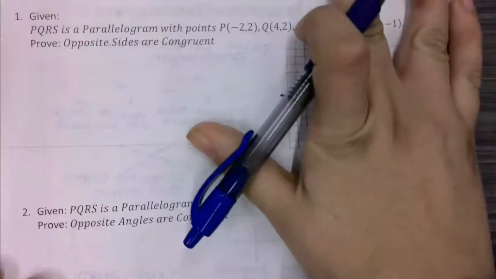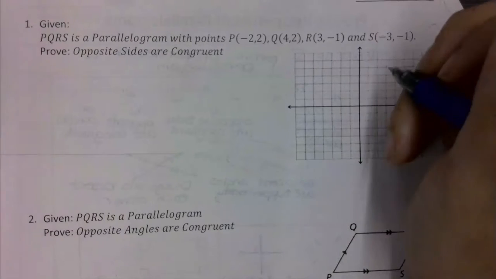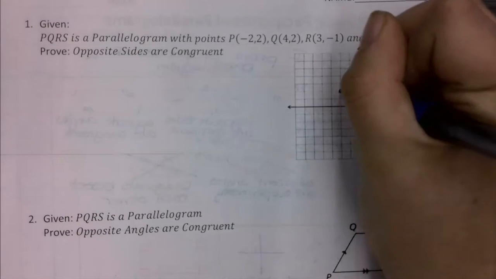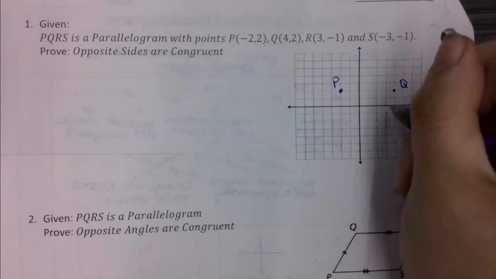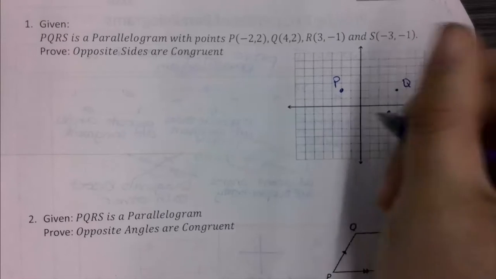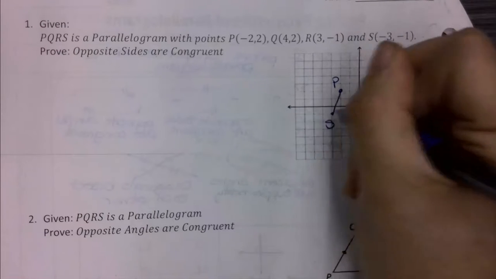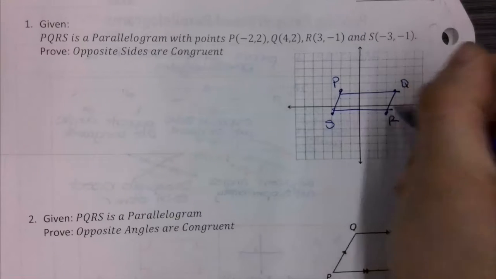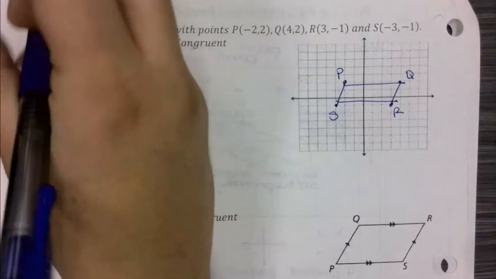So next page. It wants me to prove that this is a parallelogram. It tells me it's a parallelogram. It wants me to prove opposite sides are congruent. So first I'm going to plot it. I know, it tells us it's a parallelogram. We just need to prove that opposite sides are congruent.